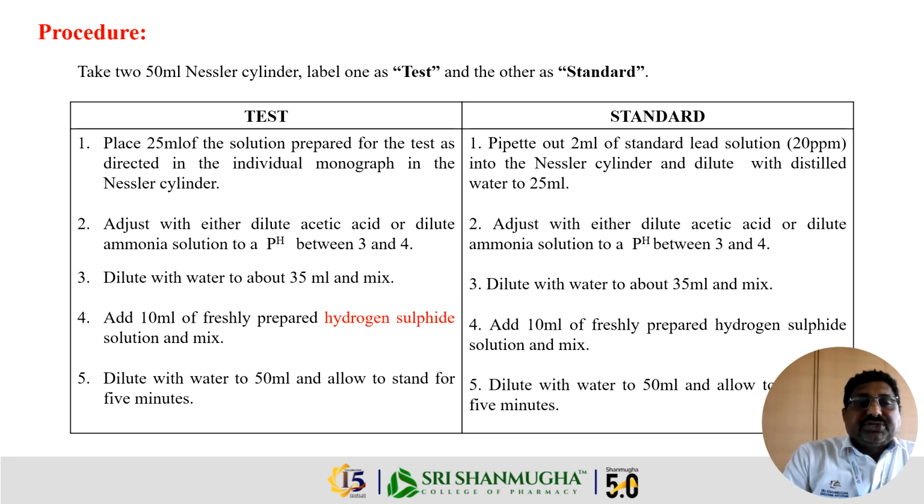So coming to the procedure, take two 50 ml Nessler cylinders. One cylinder is labeled as test and the other is labeled as standard. The sample solution is taken in the test cylinder and the standard solution is taken in the standard cylinder. The pH of the solution should be adjusted between 3 and 4 using dilute acetic acid and dilute ammonia solution.